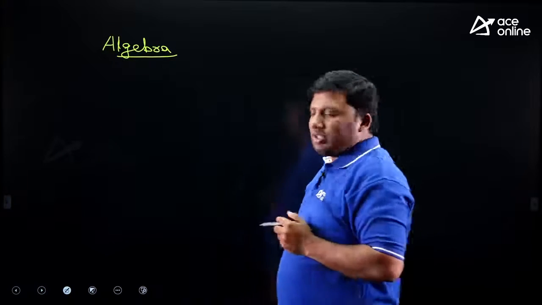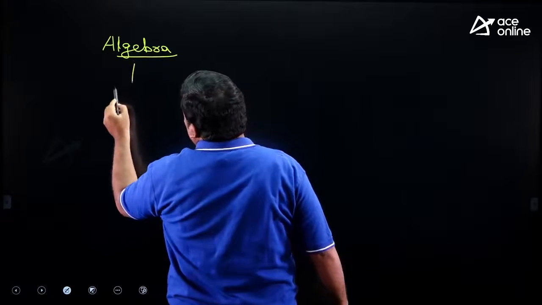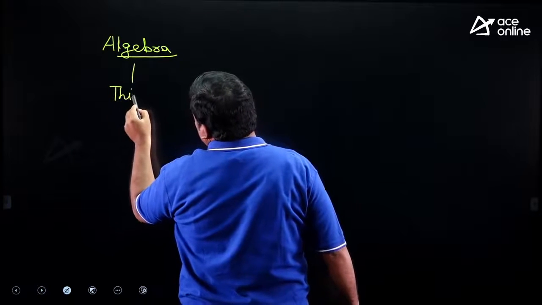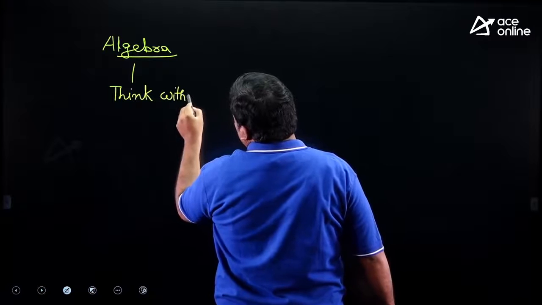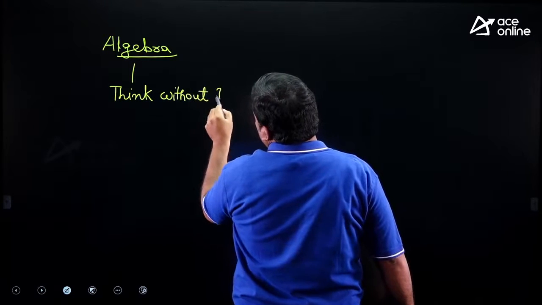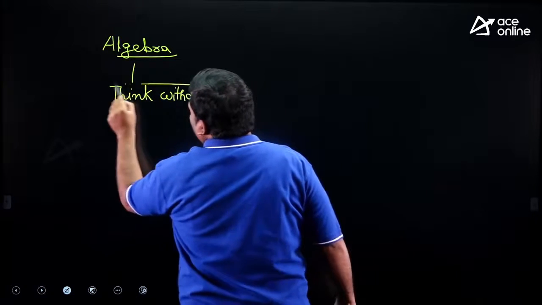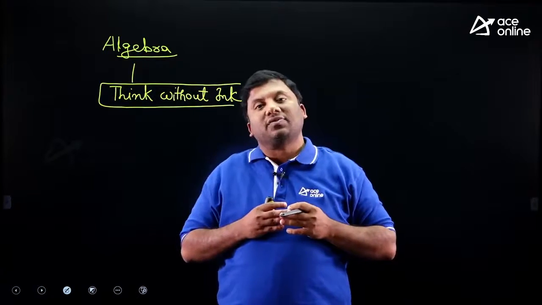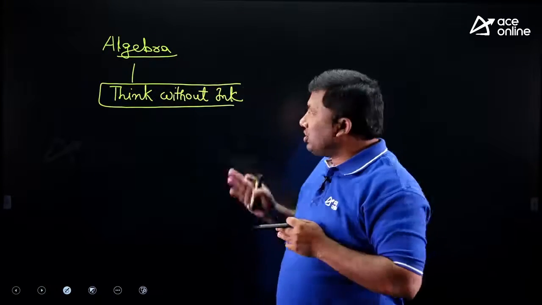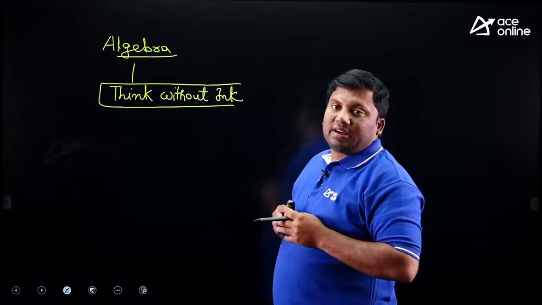What are the approaches? The approach is to think on a particular question without using ink. This is a special approach: think without ink. All the questions will be primarily from algebra. In the previous class, we did a question based on number system. Now we will do problems related to algebra.